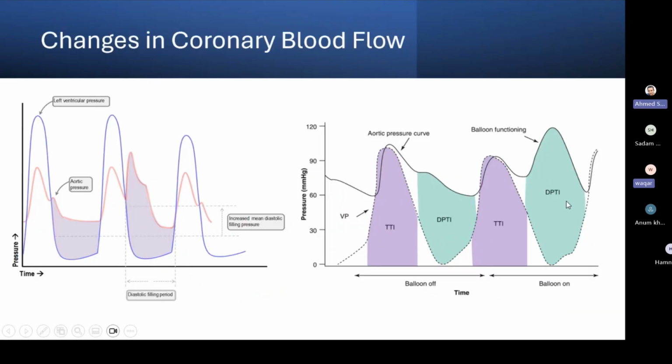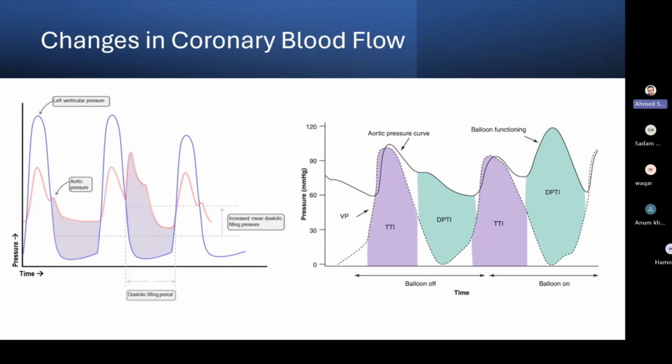So the first part of the slide is the unassisted waveform, and this is the diastolic pressure. This is the dicrotic notch. This is the peak systolic pressure, and this is the dicrotic notch, and this area is the area of diastole, the area under the diastolic curve.